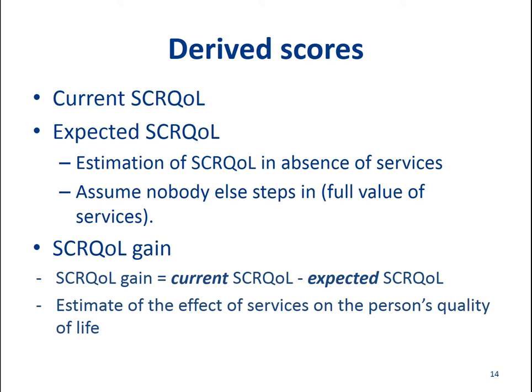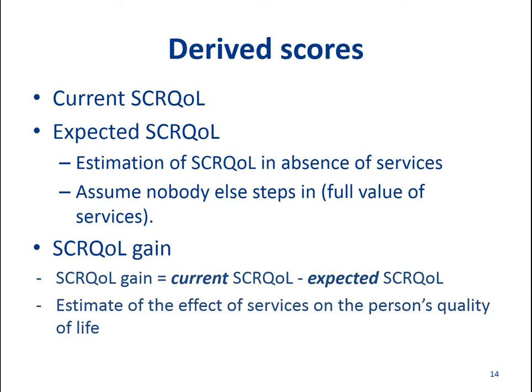Now, current social care related quality of life measures what a person's life is like now, at the time of data collection. Usually this will be with services already in place if they're an existing service user. But it might be that you're collecting ASCOT data in an assessment period before services are provided, in which case this will be their baseline quality of life before services are put in. So that one's the most straightforward one, if you like.